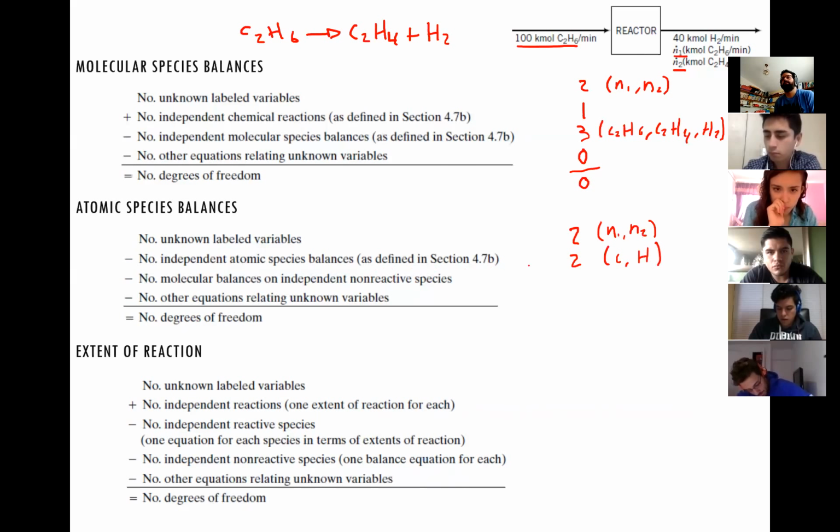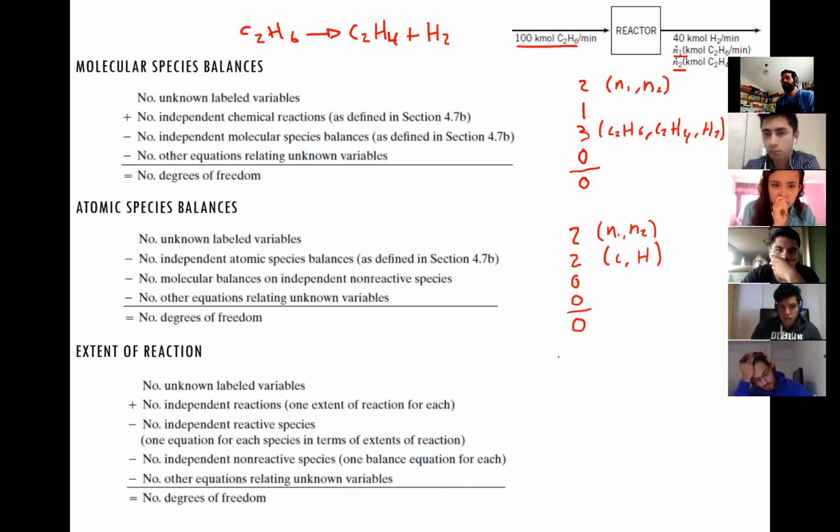Number of molecular balances of independent or non-reactive species, we don't have any of those, so 0. And number of other equations, we don't have those, so 0. Okay, we have 2 known variables, and we have 2 independent atomic balances, so we have 0 degrees of freedom.